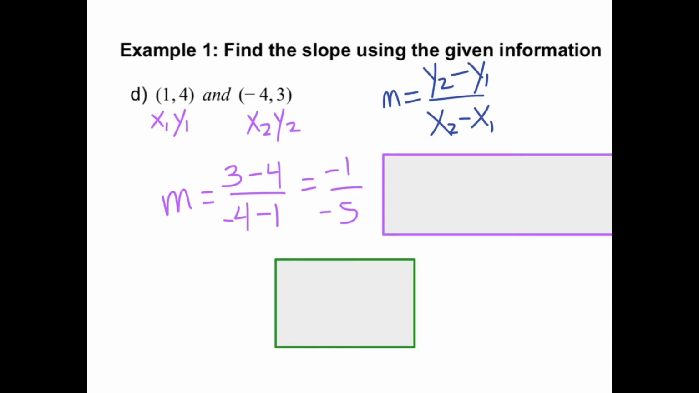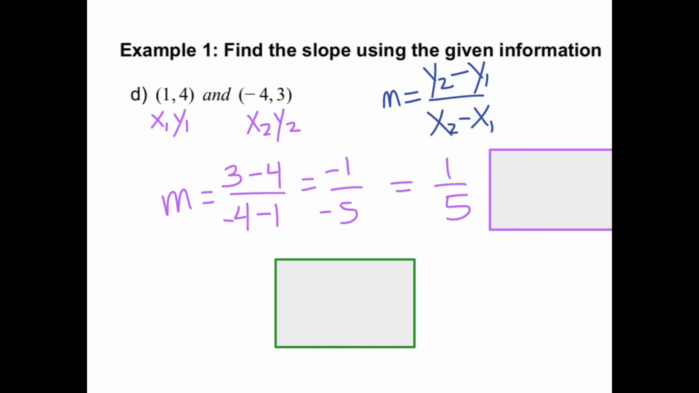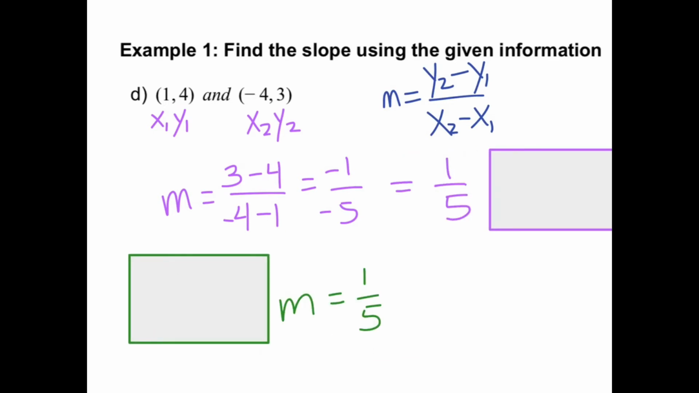Plug that into the calculator, I get a -1 over a -5, which simplifies to +1/5. You cannot leave your answer in this negative over negative form. You have to simplify it down to the +1/5.